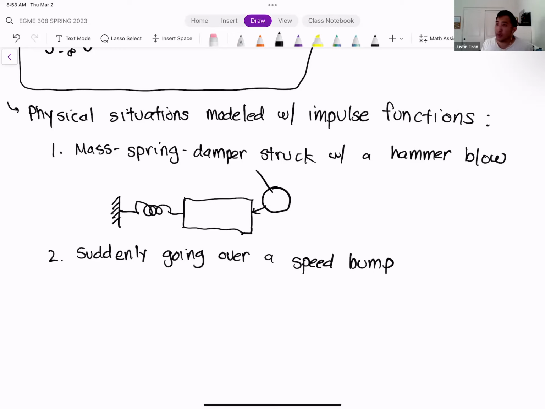When you go over a speed bump, that causes the shock absorbers in your car to react. It's very similar. The amount of time that you actually strike the speed bump is very brief, but that brief instant of time is going to cause your system to react.